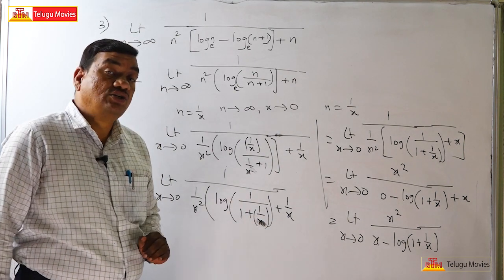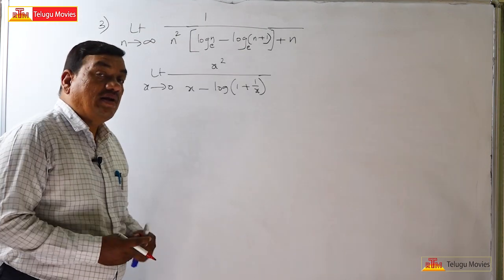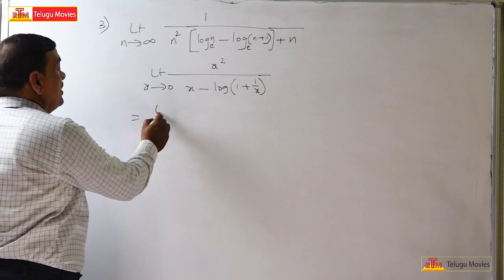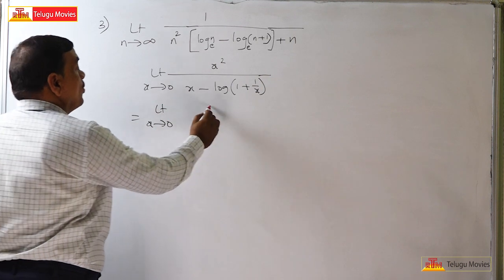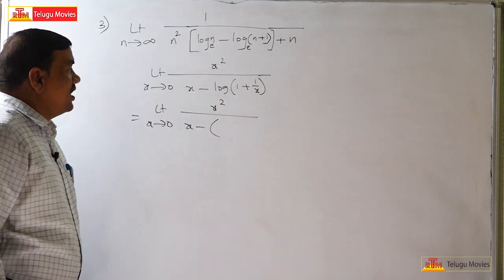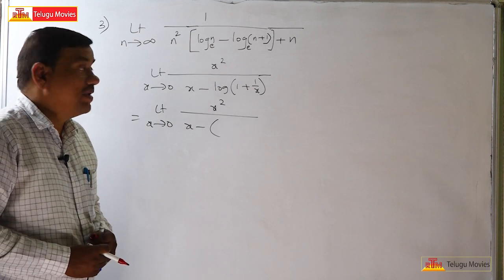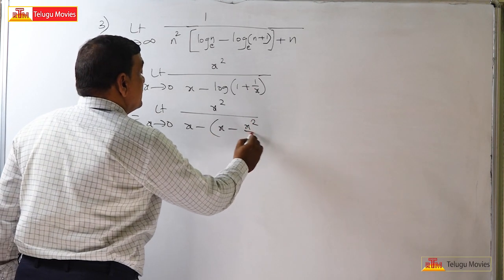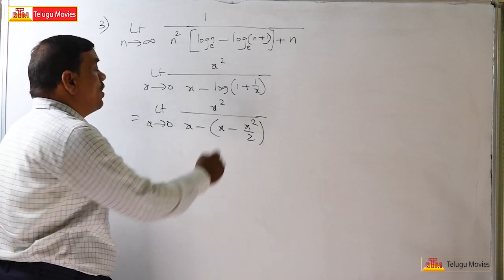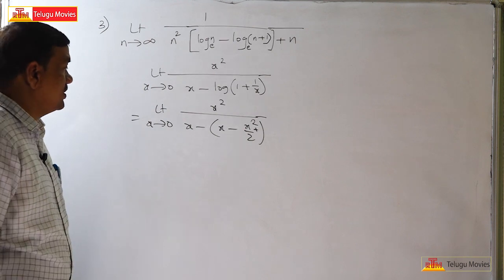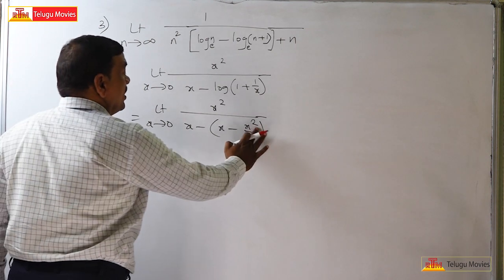Okay, let us continue the calculation. Welcome back to the remaining part of the calculation. So here limit x tends to 0, x square by x minus, what is the expansion of log of 1 plus 1 by x? So this is equal to x minus x square by 2, and so on, so that we can avoid those things.